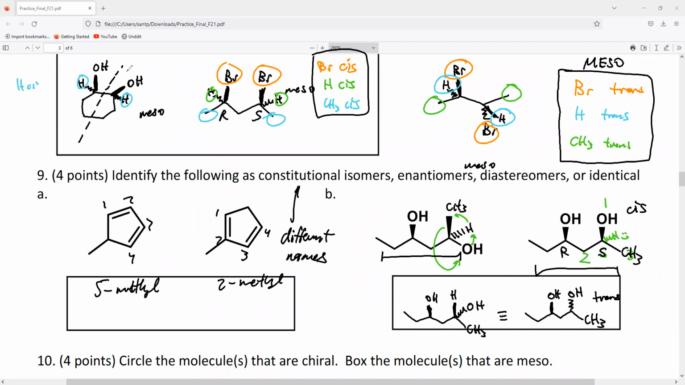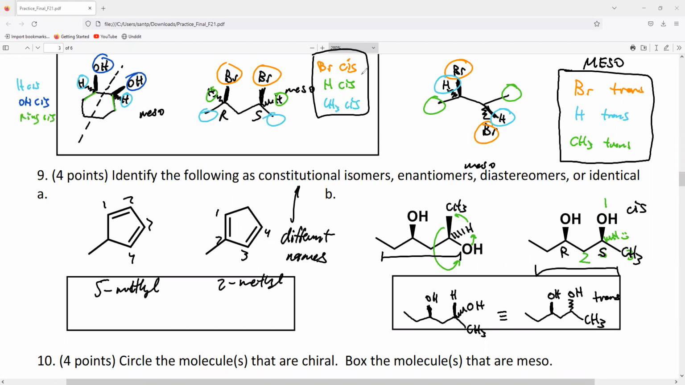These H's are cis, these OHs are cis, and the ring is cis to itself. So I mean, rings have to be cis. So these CH2s here are cis. So I'll just say the ring is cis.